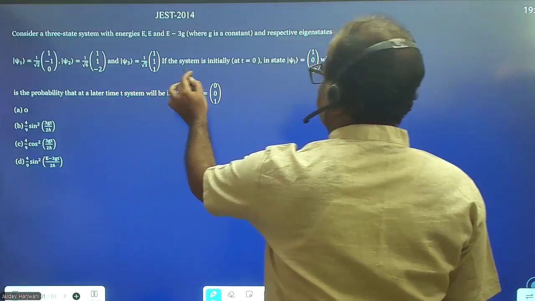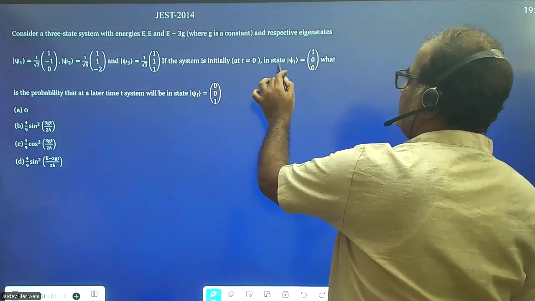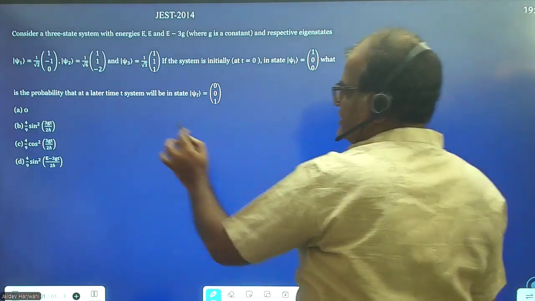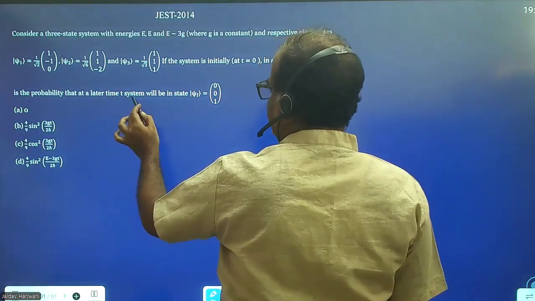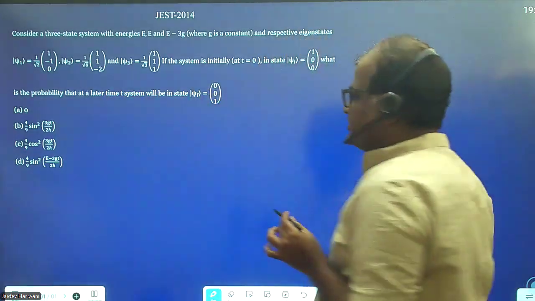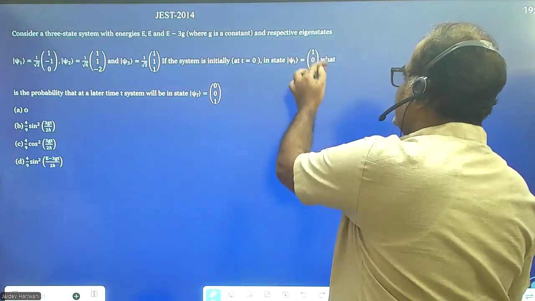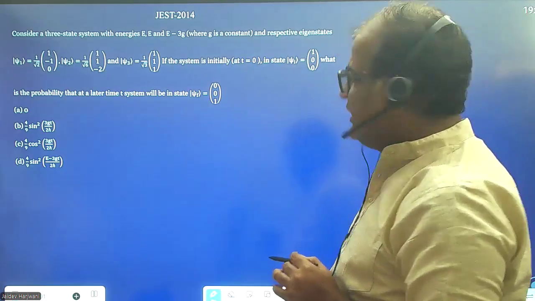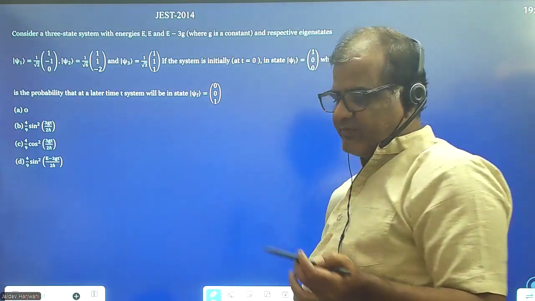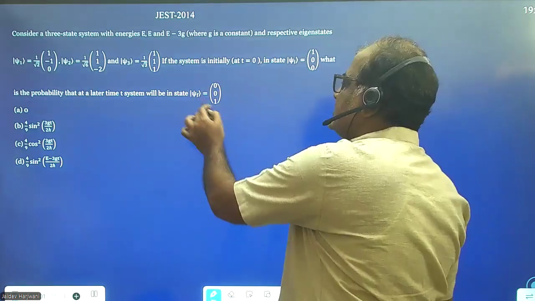And now they're asking if the system initially at t is equal to 0 is in this state, what is the probability that at a later time t the system will be in state psi f? So at t is equal to 0, the system is in this state, and we want to find a later state. What is the probability that the system will be in this state?